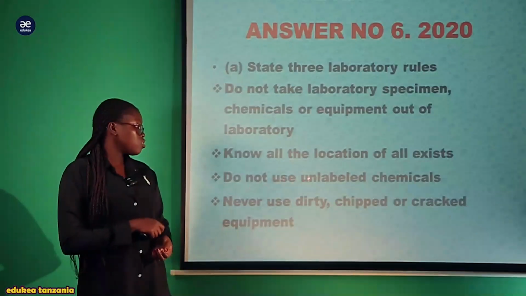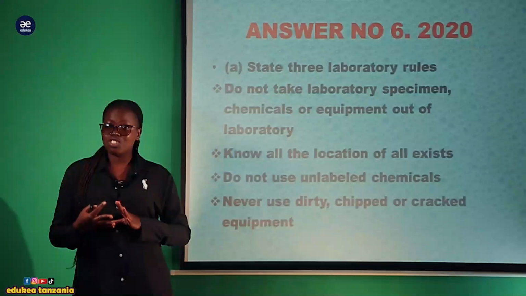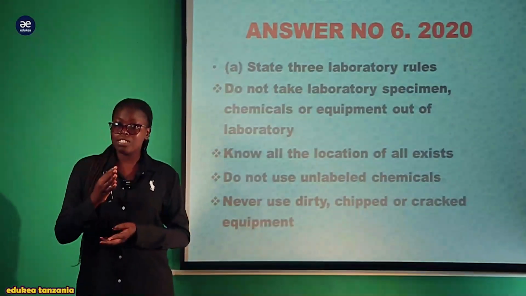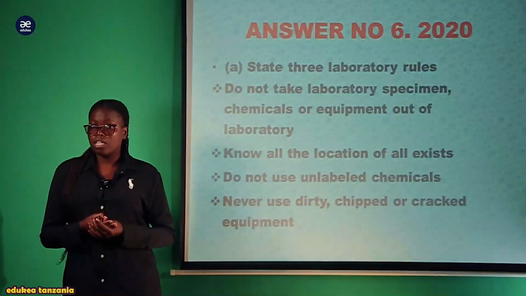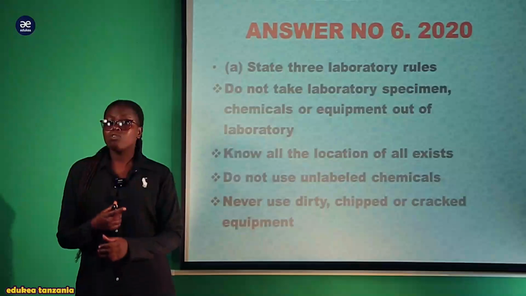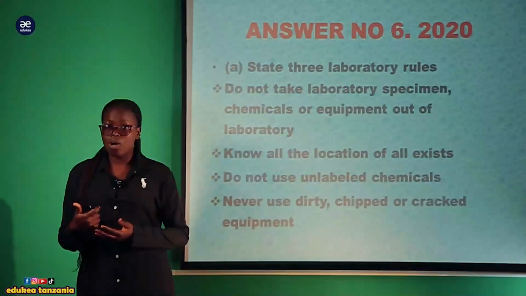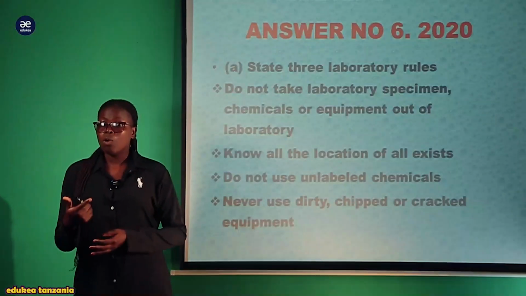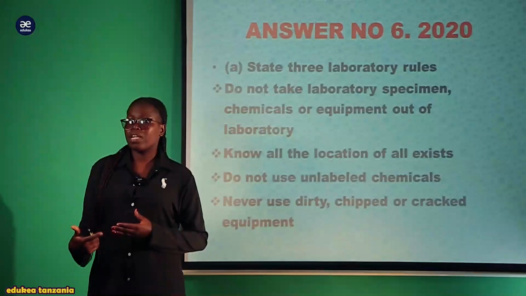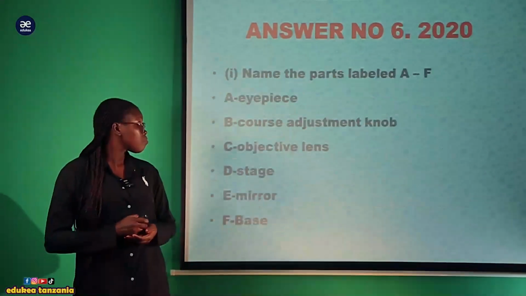Likewise, do not use unlabeled chemicals. Using chemicals that are not labeled, you don't know their use. You don't know if it is dangerous, if it is flammable, if it is corrosive and whatever. You don't know. So please don't use unlabeled chemicals. Likewise, never use dirty, chipped or cracked equipment. In the laboratory, do not use equipment that is dirty because it can lead to contamination, you get wrong results. For example in food testing. Likewise do not use equipment that is broken because it can lead to an accident, you may cut yourself. So also it is very dangerous.